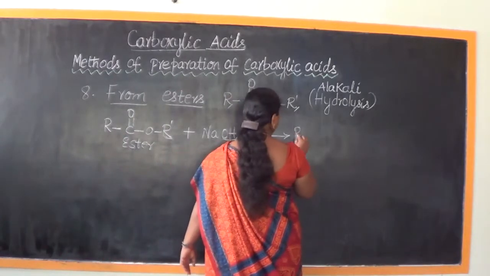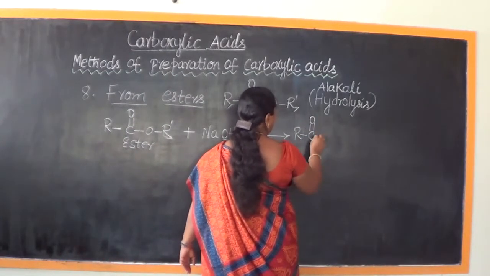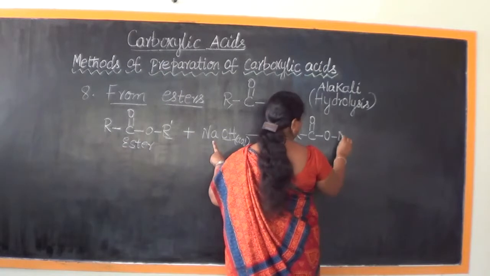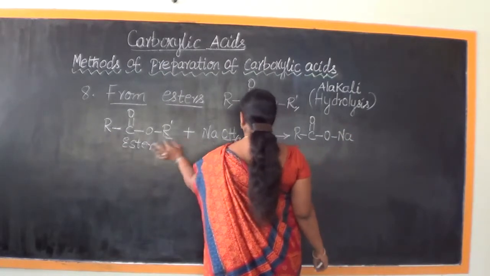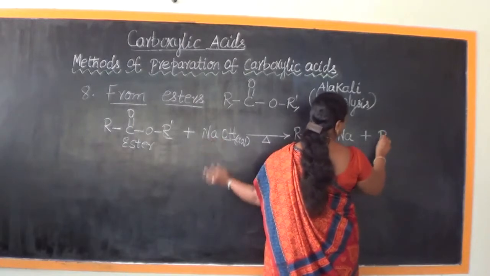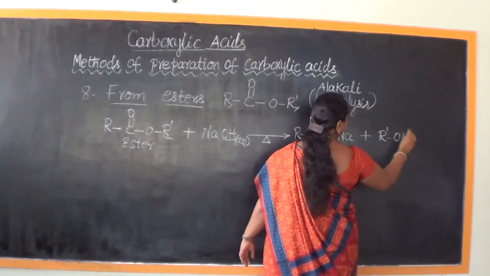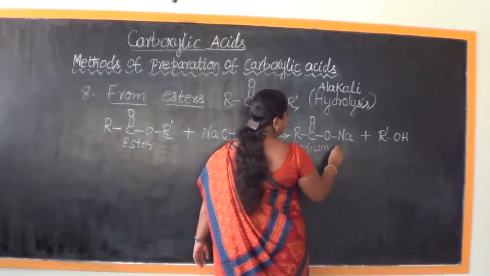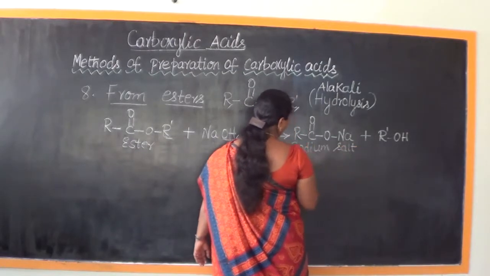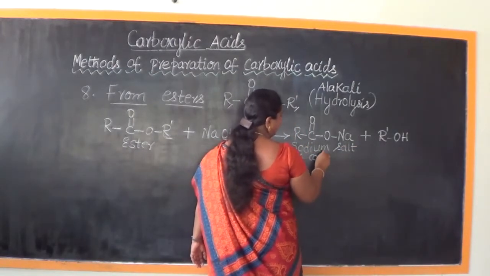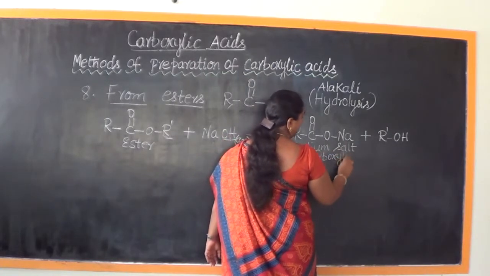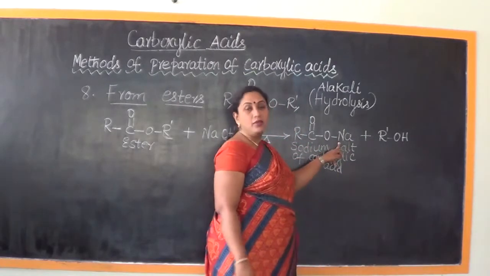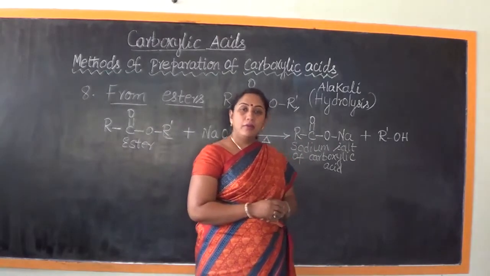So what are we going to get? RCOO. This much remains intact, and instead of R dash, Na will be there. So RCOONa, and what else? R dash combining with OH, so R dash OH. So what do we get first? We will end up in the formation of the sodium salt of carboxylic acid. This will be the first product that we will be getting: the sodium salt of the corresponding carboxylic acid.